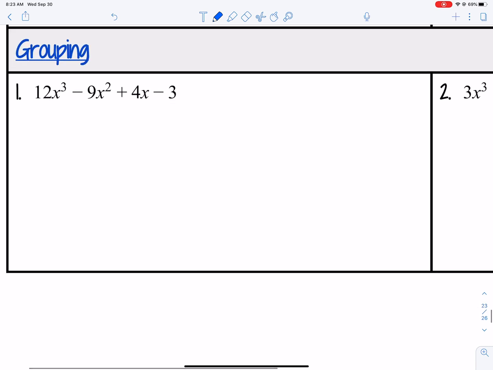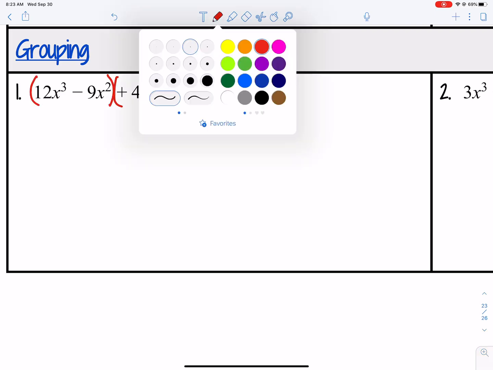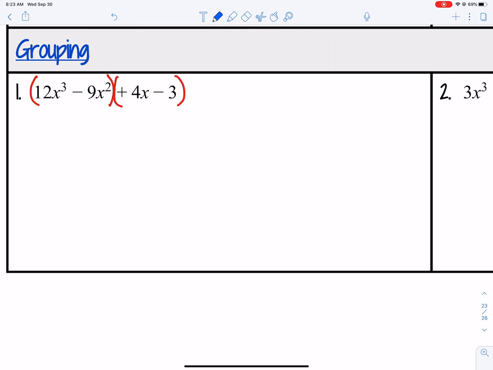Okay, so now let's look at some examples of grouping. If you have 4 or more terms, you have to use grouping. And so normally you can just make sure it's in standard form. So I have x cubed, x squared, x, and my constant term. So it's in standard form. Then group the first two and group the last two and start trying to take out the greatest common factor from each group. So in my first group, I can take out a 3x squared.